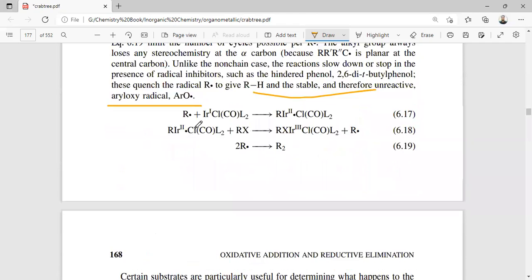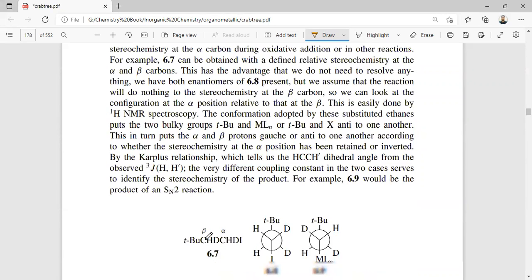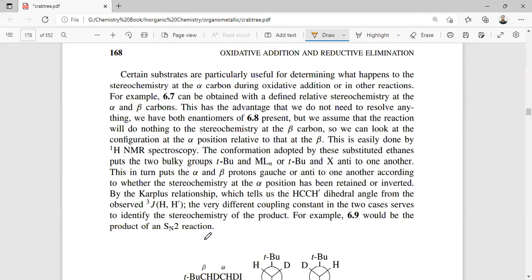So here is the chain mechanism. R will first react with this to form this complex. Certain substrates are particularly useful for determining what happens to the stereochemistry at the alpha carbon during the oxidative addition in other reactions. For example, we can obtain the defined relative stereochemistry at the alpha and beta carbon.